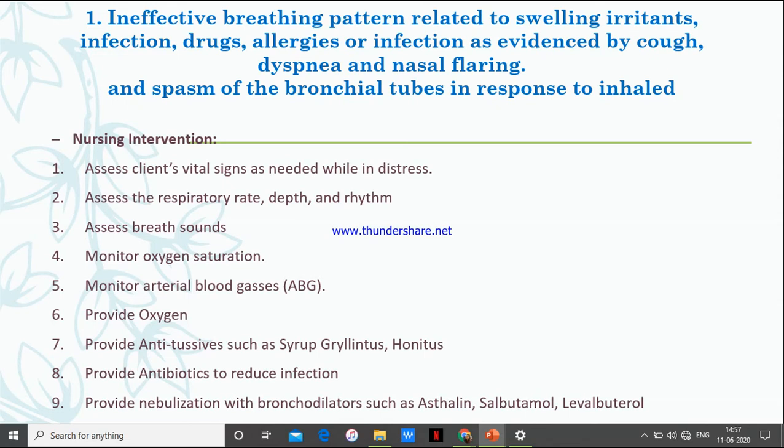Then provide antitussive agents like syrup Brilintis or Honitus. These antitussive agents are provided so that their cough will be reduced. Then we can provide antibiotics to reduce the infection and provide nebulization with bronchodilators. Bronchodilators are given to dilate the bronchioles because of excessive secretions or because of the spasm in the bronchial tube constriction. So we are trying to dilate them. So we are giving bronchodilator agents like salbutamol and levalbuterol. These drugs can be given by nebulization technique.